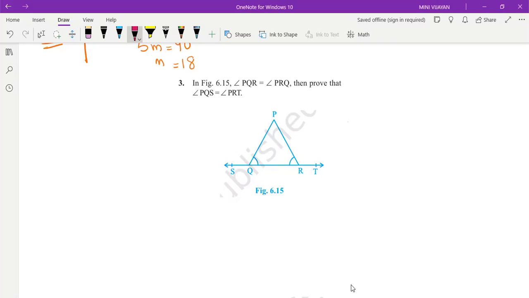We were discussing the exercise questions. The first text, this is the third one. This is comparatively easier than the other questions.